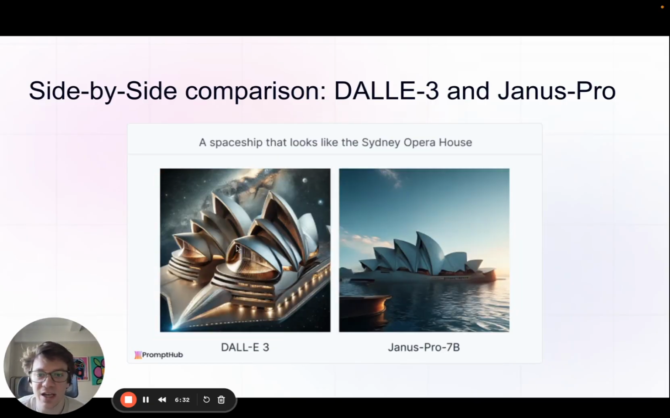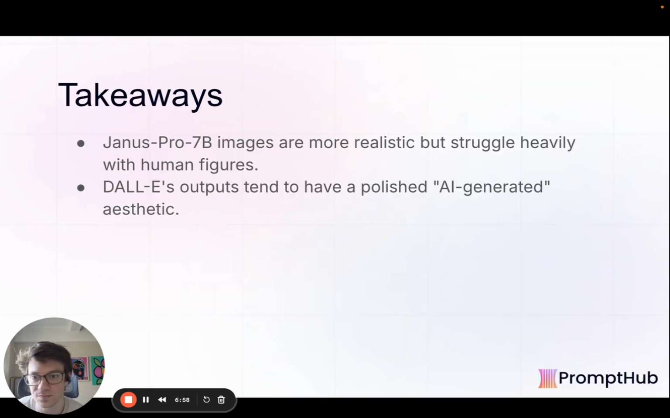And then lastly, a spaceship that looks like the Sydney Opera House. DALL-E puts it in space, which is helpful. This clearly looks like a spaceship that we would know and recognize based on sci-fi. Again, I would say this Janus image looks like it could be a yacht, like a real world yacht picture taken. And so again, what that means is better or worse is up to you and your situation. I would say the Janus images look more realistic.